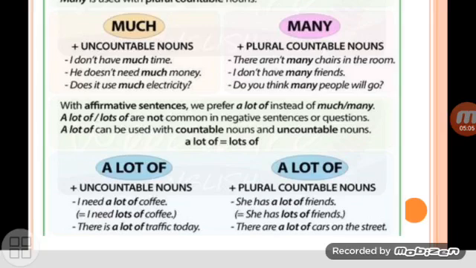A lot of can be used with countable nouns and uncountable nouns. I need a lot of coffee. I need lots of coffee. She has a lot of friends. She has lots of friends.